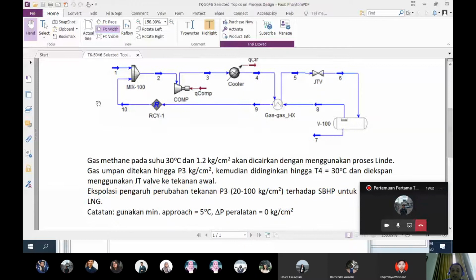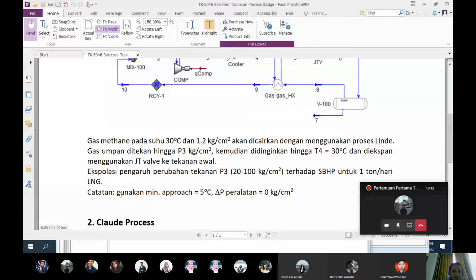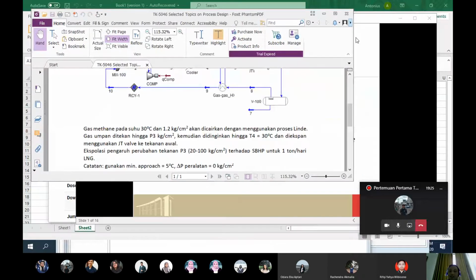Actually, we already solved all of the cases that we have, except the thing that is written here: please use the minimum approach of 5 degrees C. So you already understand about the minimum approach. Minimum approach is actually the shortest difference between the hot liquid and the cold liquid.